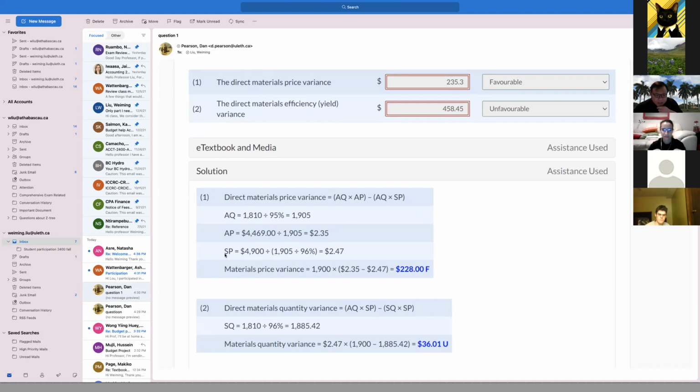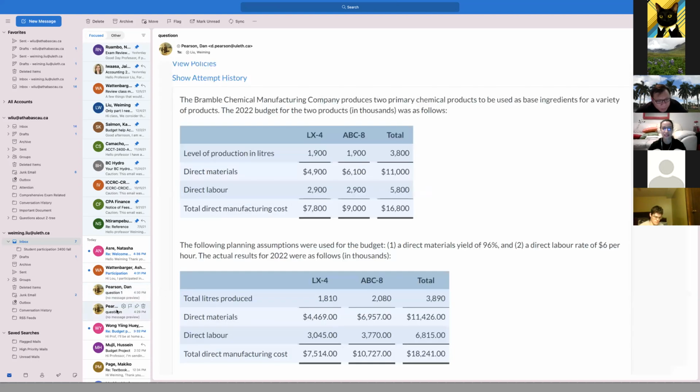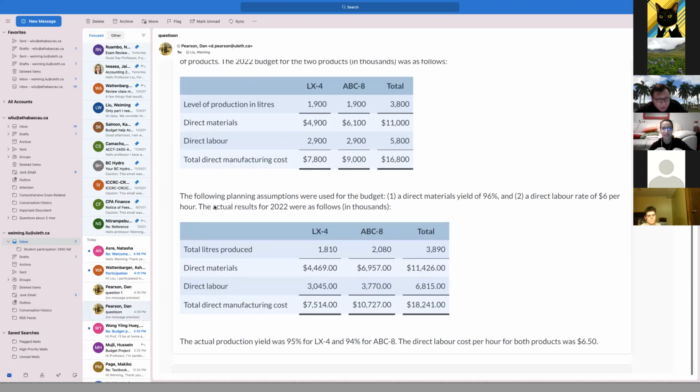So when they calculate the standard price, what is confusing me is that I thought with the standard price, you would be taking the 4,900, that made sense to me, because I got all of this wrong too. And I went through it and that made sense as to why they're taking that, but then I wasn't sure, because I thought it would be 1810 divided by the other percentage. Yeah, I see what you're saying.